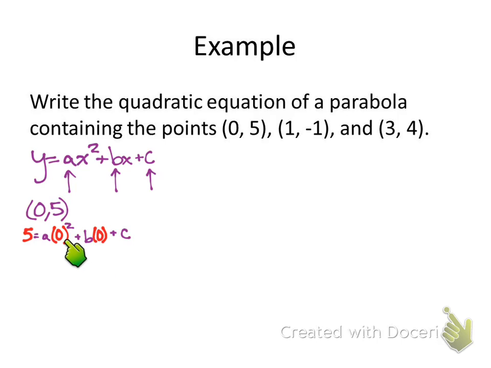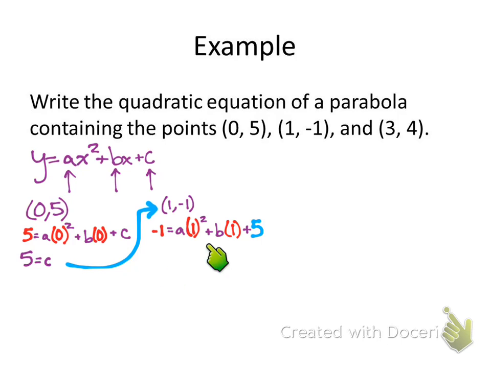So we plug in 0, and 0 squared times A is 0, plus B times 0 also becomes 0, and then we're just left with C. When we go to the next point, instead of having plus C at the end, we're going to put a plus 5 now that we know. Again, you plug in your point. Notice how I put the plus 5 there at the end? From plugging in this point, 1, -1, we get an equation of -6 equals the leading coefficient plus the linear coefficient. We now need to plug in our third point.